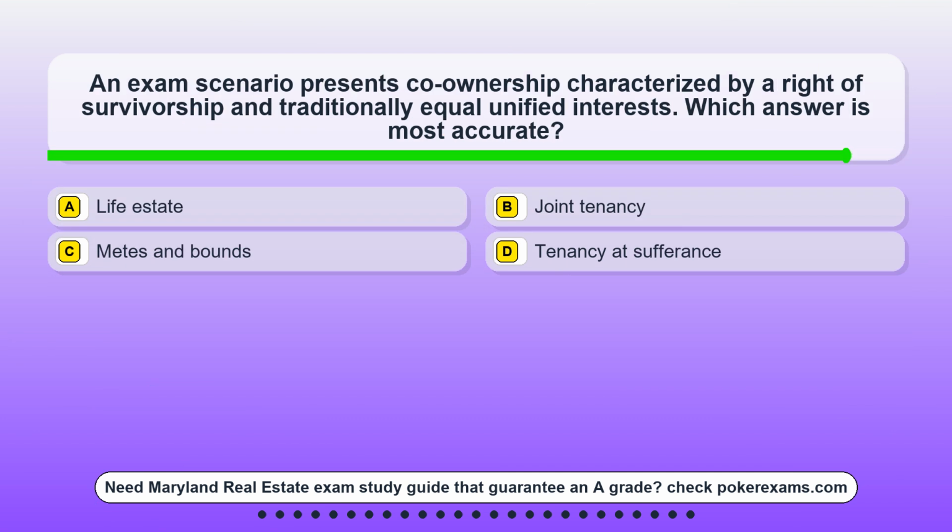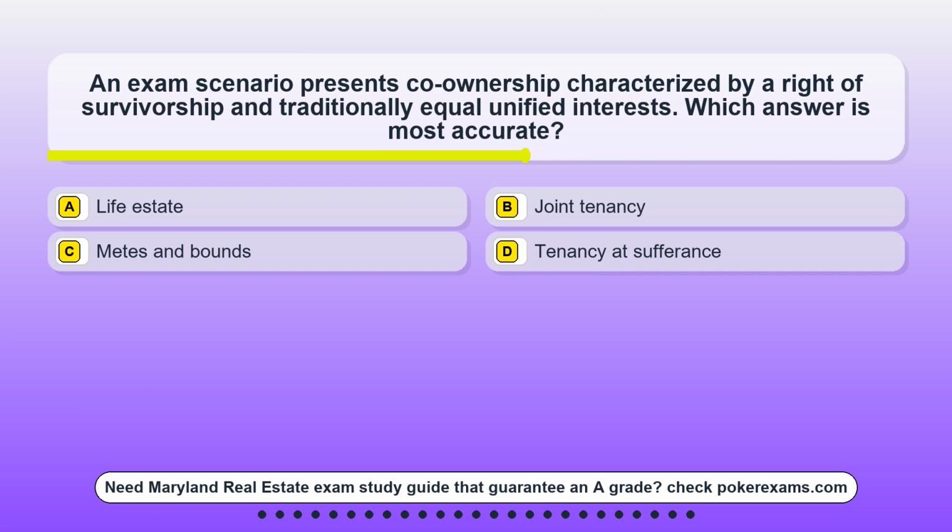Question 11. An exam scenario presents co-ownership characterized by a right of survivorship and traditionally equal unified interests. Which answer is most accurate? Option A. Life estate. Option B. Joint tenancy. Option C. Metes and bounds. Option D. Tenancy at sufferance.